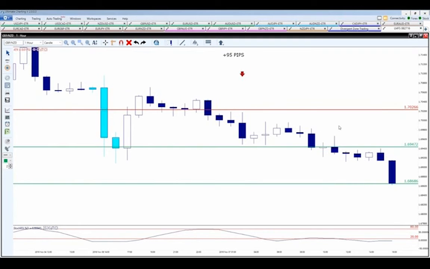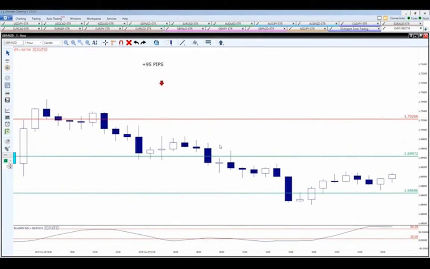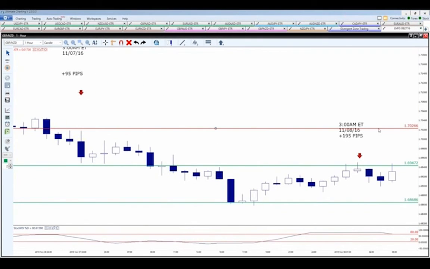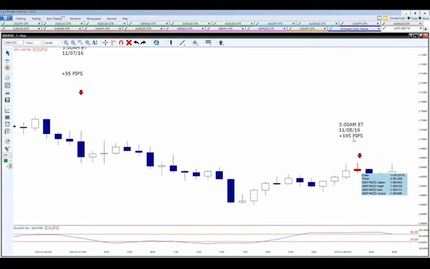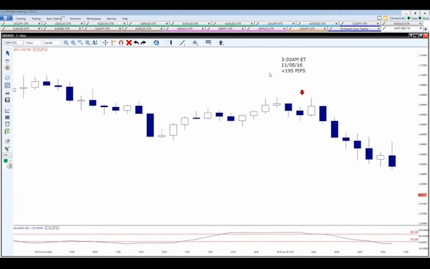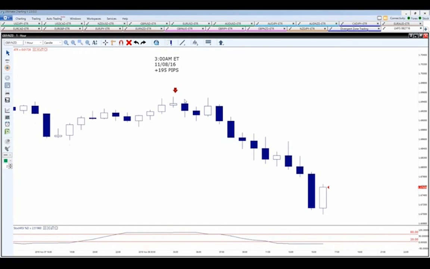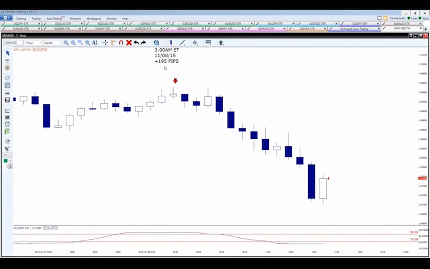So let's bring it to the live market, and I'll show you the last trade. This is one from this morning. And this one's going to be very easy to see. There was our 3 o'clock a.m. candle from this morning, and it just dropped. Does everybody see that right there? 3 o'clock a.m. It dropped down about 195 pips here.